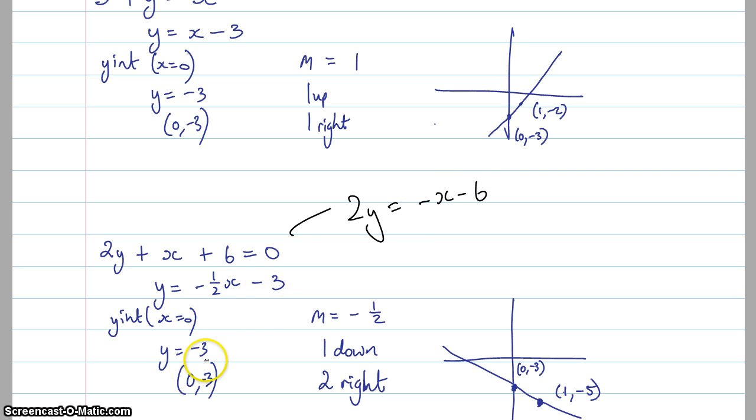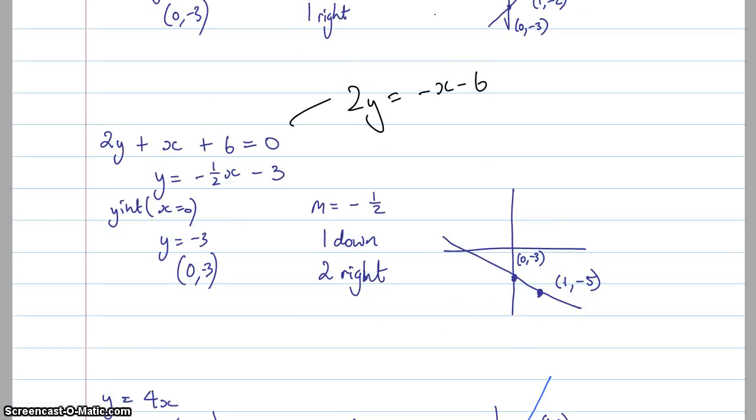Now I know that my y-intercept is just negative 3, it's that number there. My gradient is the number in front of x, which is negative a half, which means 1 down and 2 right. So I find 0, negative 3, I go 1 down and 2 right, and I end up at the point 1, negative 5. Straight line between the two, and I'm very happy.